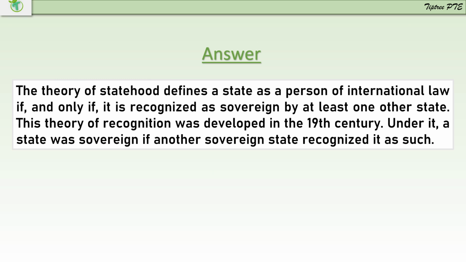The theory of statehood defines a state as a person of international law if, and only if, it is recognized as sovereign by at least one other state. This theory of recognition was developed in the 19th century. Under it, a state was sovereign if another sovereign state recognized it as such.